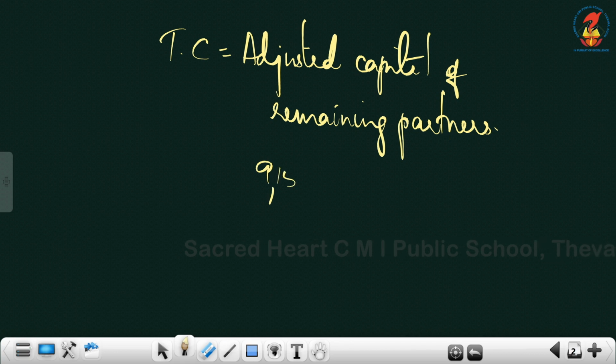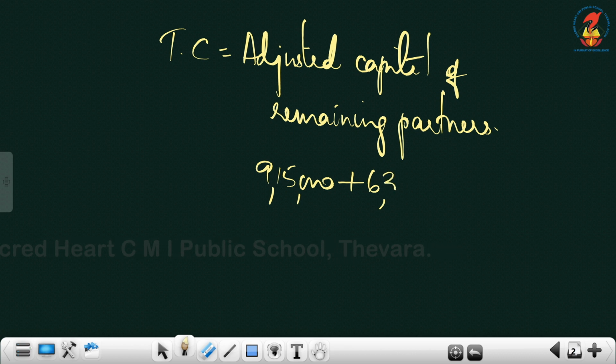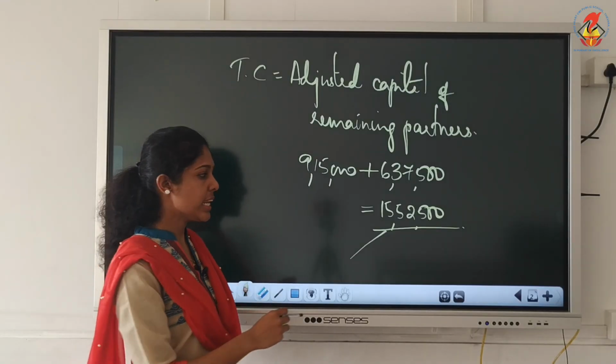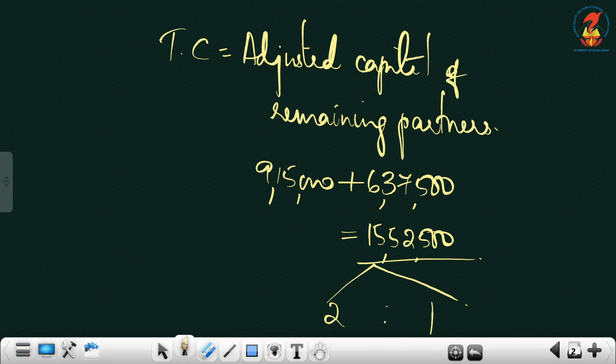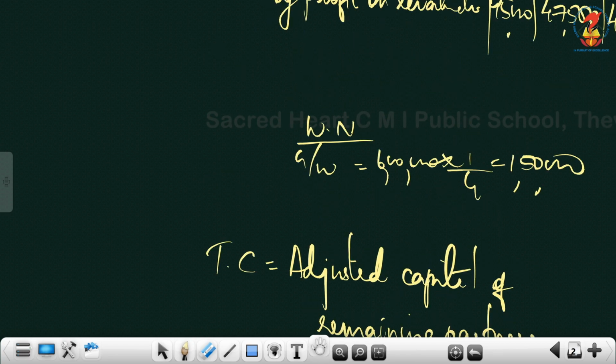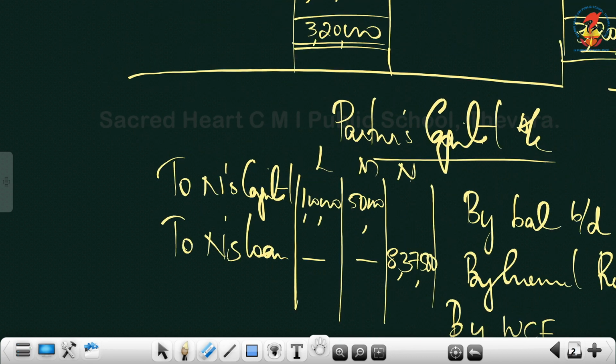9,15,000 and 6,37,500. You should do the calculations yourself, then only you will understand how did we get all these figures. Okay, so total capital will be 15,52,500. So that is the total capital which we will be dividing in new ratio. What's the new ratio? 2:1 is the new ratio, and we will divide this particular figure in 2:1 ratio, and those figures we will be writing as to balance carry down.